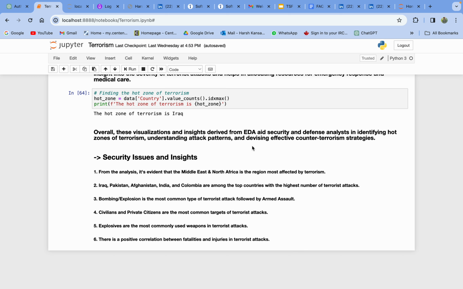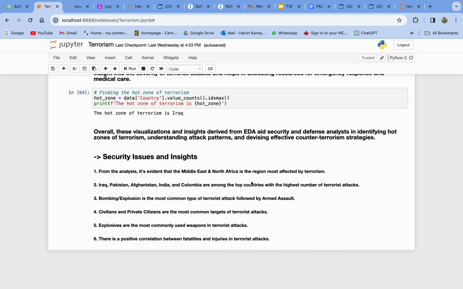Second, Iraq, Pakistan, Afghanistan, India, and Colombia are among the top countries with the highest number of terrorist attacks. Third, bombing and explosion is the most common type of terrorist attack, followed by armed assault.